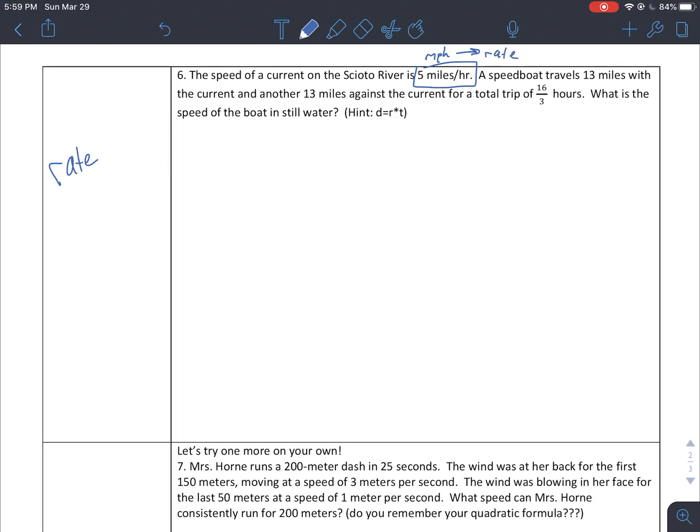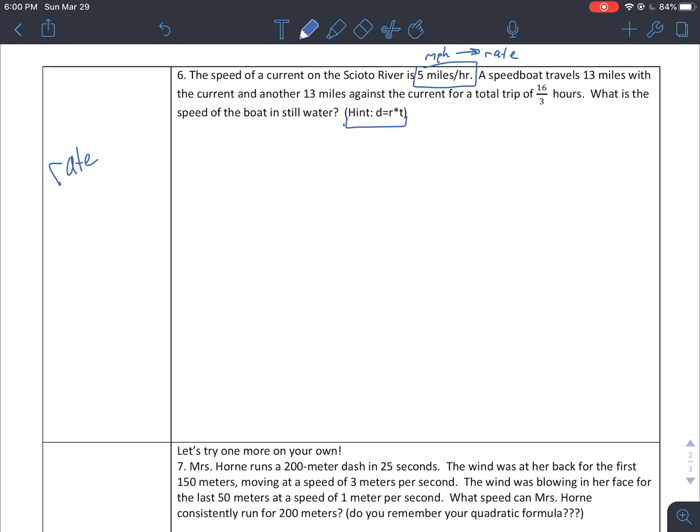So it says the speed of a current on the Scioto River is 5 miles per hour. A speedboat travels 13 miles with the current and another 13 miles against the current for a total trip of 16 over 3 hours. What is the speed of the boat in still water? So then we look at this hint. The hint says distance equals rate times time.